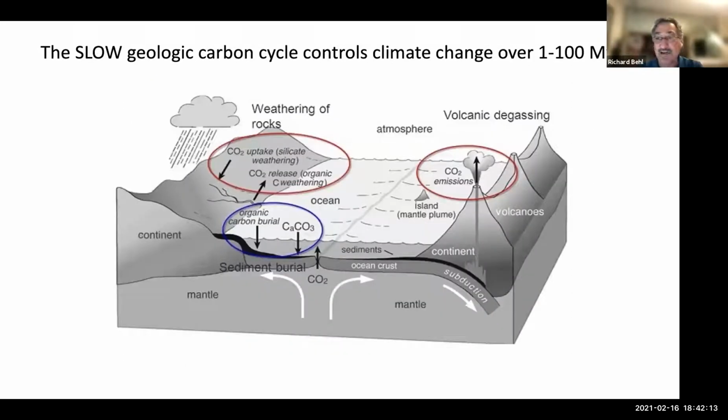But then there's a slow carbon cycle. This is the geologic carbon cycle, and this absolutely controls climate change on the long geologic time scale.